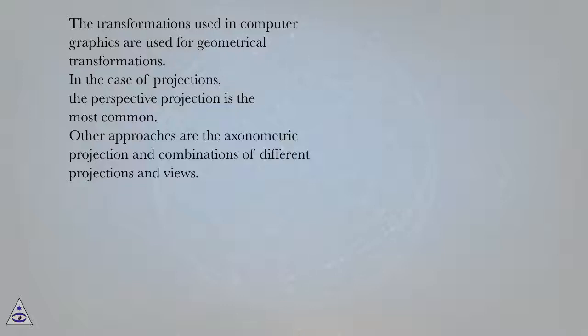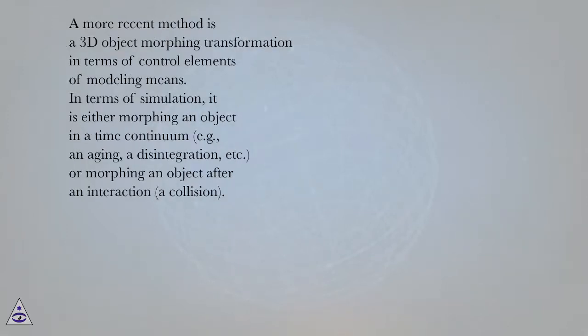The transformations used in computer graphics are used for geometrical transformations. In the case of projections, the perspective projection is the most common. Other approaches are the axonometric projection and combinations of different projections and views. A more recent method is a 3D object morphing transformation in terms of control elements of modeling means.